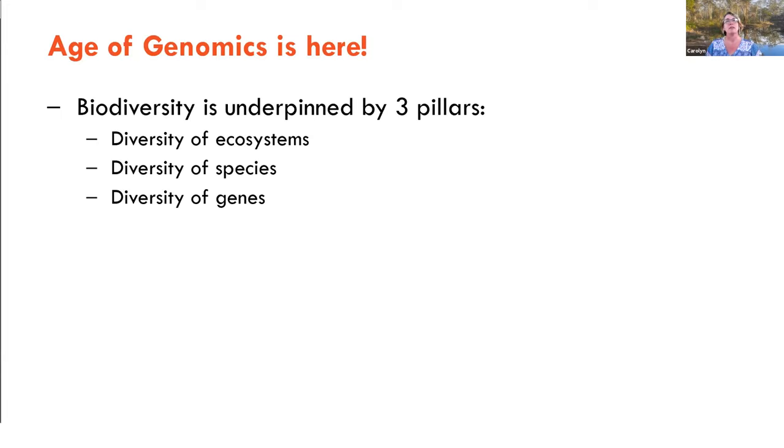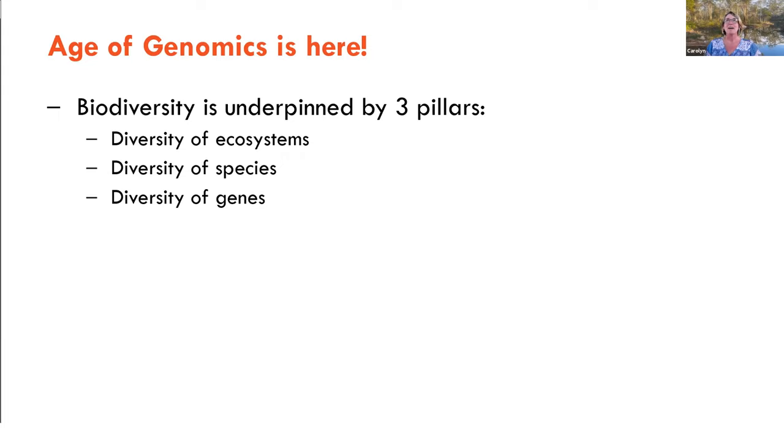So really, the age of genomics is here. And today we've heard a lot about HiFi sequencing and how we can assemble it and make these really high quality genomes. I just wanted to give you a bit of a taste for what we could actually do with that genomic information once we receive it. So as I said, biodiversity is underpinned by the 3 pillars: diversity of ecosystems, of species, as well as the diversity of genes.